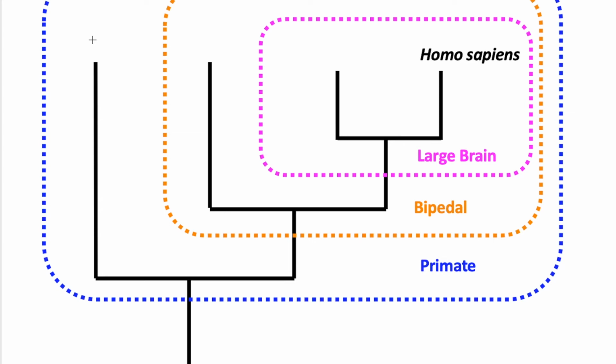So the way that we would read this tree is that we can see that all of the species on this tree belong to a group of animals called primates. But only 3 of these species of primates are bipedal, or walk on 2 legs. And out of those 3, only 2 are primates, are bipedal, and have a large brain.